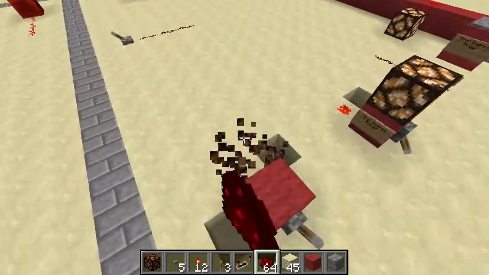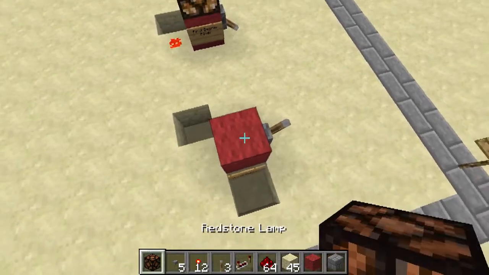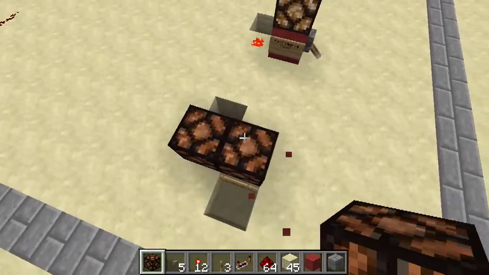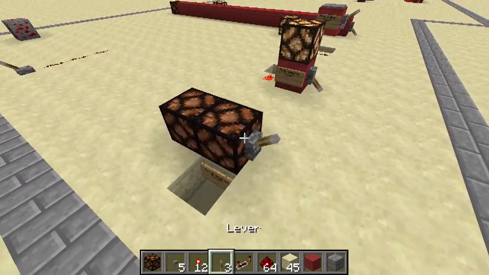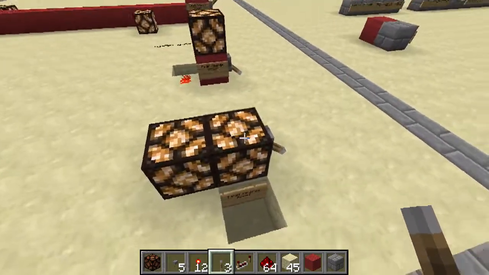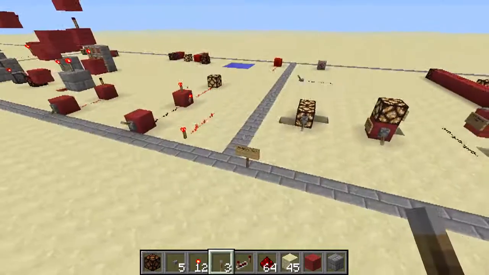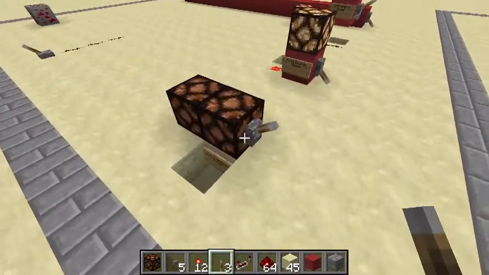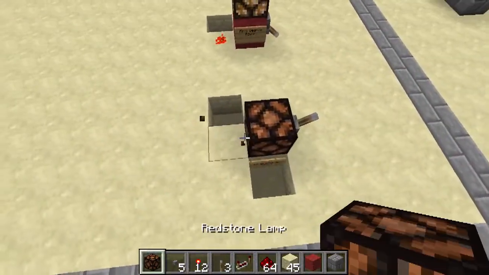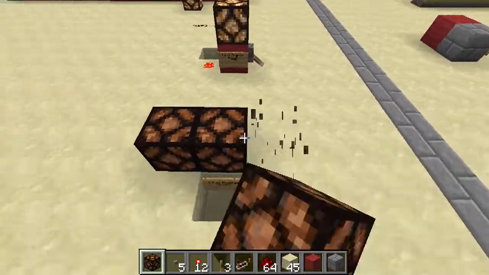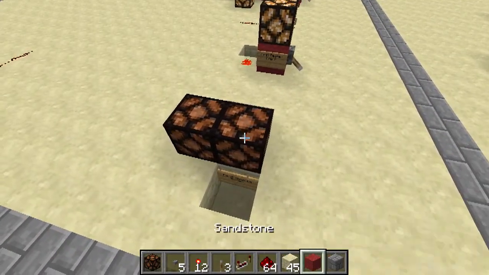Now one thing to consider is, even if I had a lamp here, which is, as we know, an output, and I turn this on, this is still receiving first degree power. It does not matter whether it is an output that is receiving it or just a regular block that doesn't do anything with redstone. Just wanted to make that quite clear in case anybody was wondering.